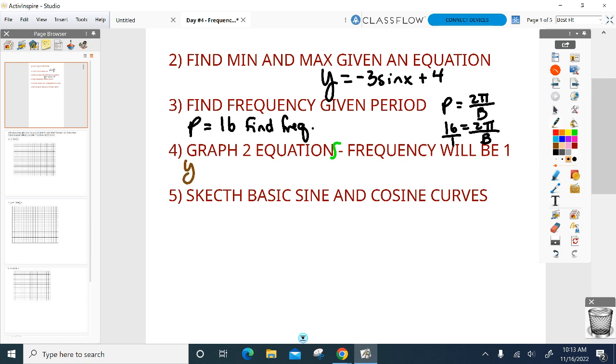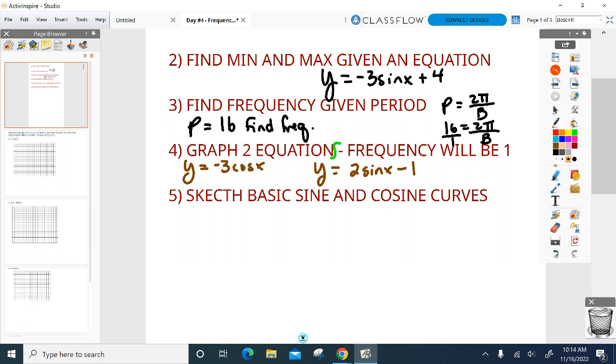Something as simple as -3 cosine x. I'll ask you to graph that. So you got to know, where does cosine start? What happens with the negative? What effect does that have on it? And also I'll ask you to graph something with a shift tomorrow. So 2 sine x minus 1.